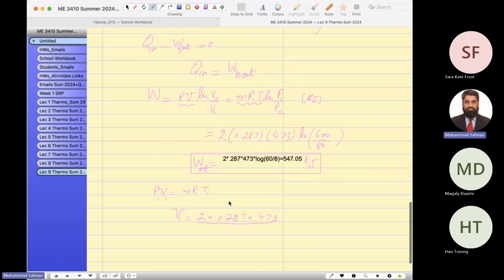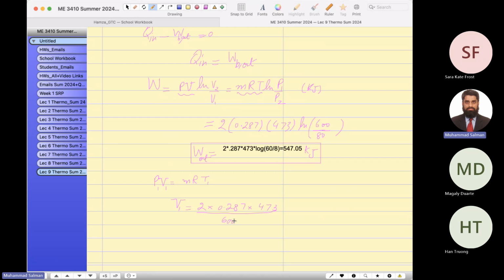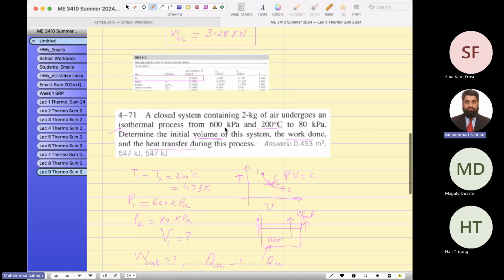P1 is 600 kilopascals. Okay, guys, I'm not changing it to 10 to the 3 because I wrote this one as kilojoules. So if you solve for this, let me try to solve this for you. 2 times 0.287 times 473 divided by 600. So this is 0.4525 meter cubed. This is our initial volume of air inside the container. So we have found both answers.